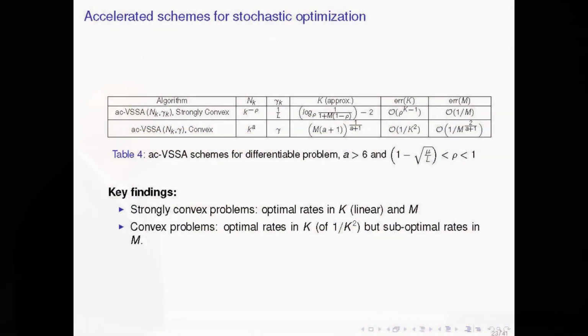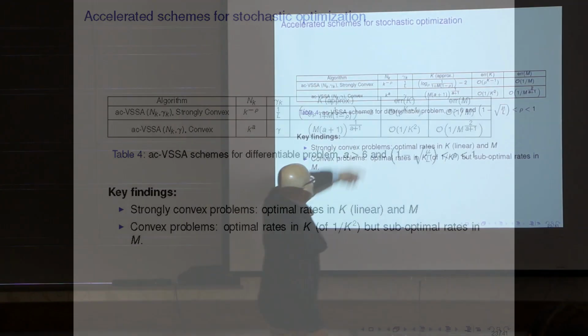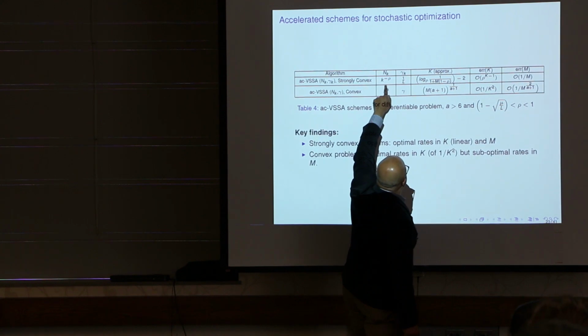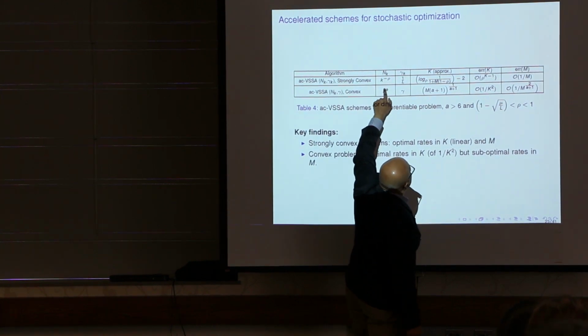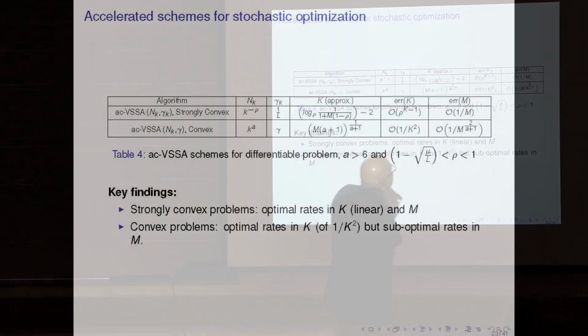You can actually achieve the optimal rate of 1 upon k squared, but you lose something. Instead of being 1 upon m raised to a half, it comes down to 1 upon m raised to 2/7 plus epsilon. Okay? So a quick recap of that. AC VSSA just means accelerated VSSA. Okay, so I increase it at k raised to minus rho, and there should be a floor here. So remember that the amount of steps, again, is of this order.